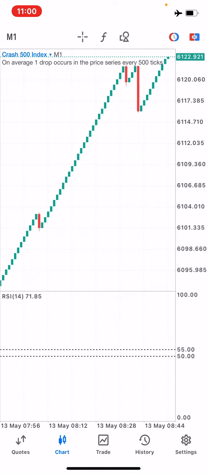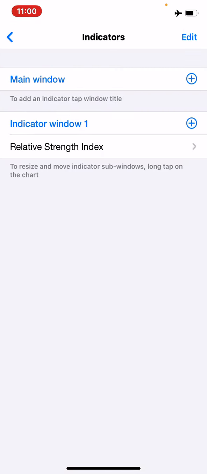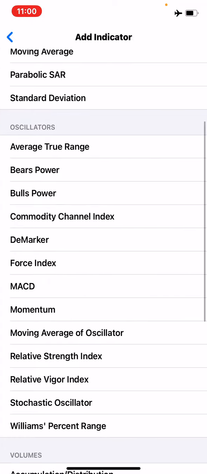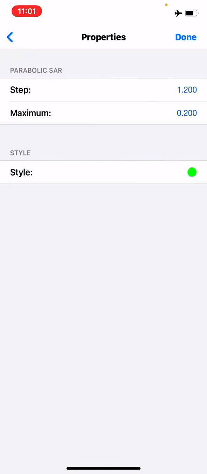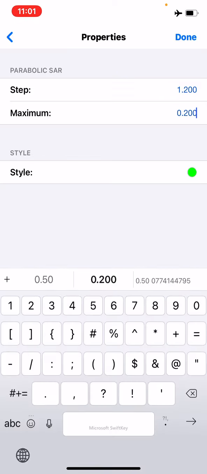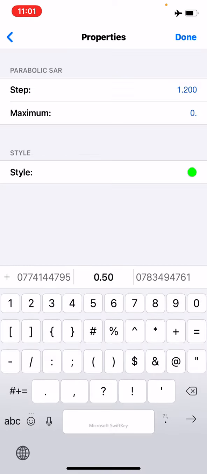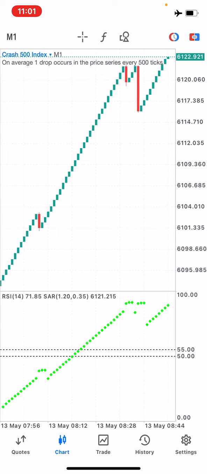After that, what you need is the second indicator on our indicator window 1. So I'm going to choose indicator window 1, and it's going to be the Parabolic SAR, which is right here. This Parabolic SAR is going to have the following settings: a step of 1.2 and a maximum of 3.5, something like this, and then done. So this is what you have on your charts after installing it, those Parabolic SAR dots, right? I chose the color green.